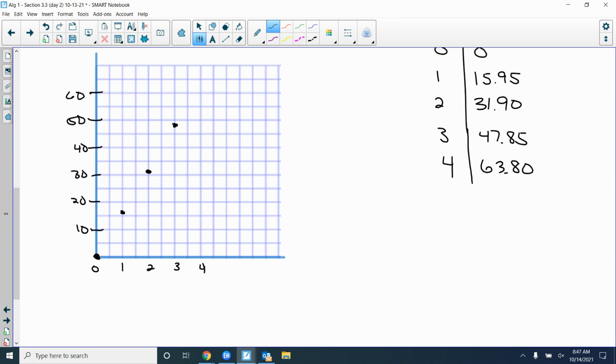And then 4, 6380, which is going to be close to 65. Should I connect those? You should not connect those because you can only buy 1 ticket. You can only buy 2 tickets. You can only buy 3 tickets. Even though we don't connect them, with our estimates, shouldn't they be aligned? They should be, but we're not going to connect them because it's discrete.